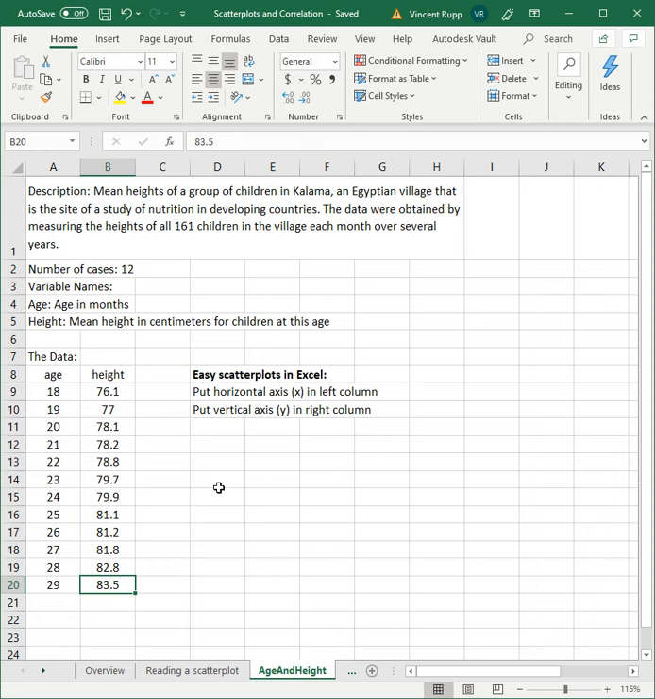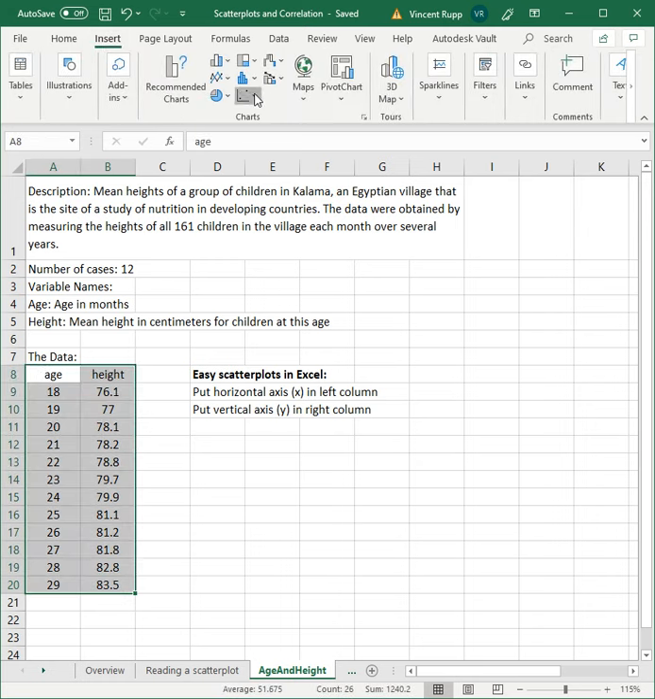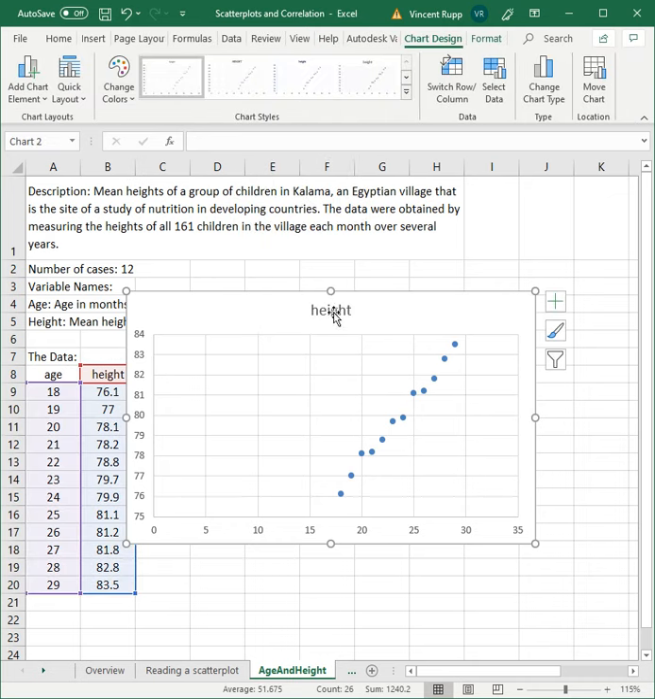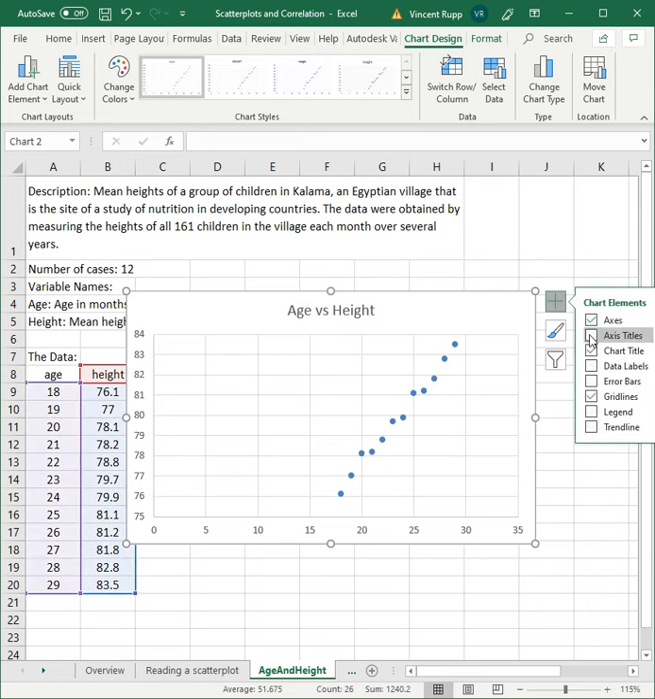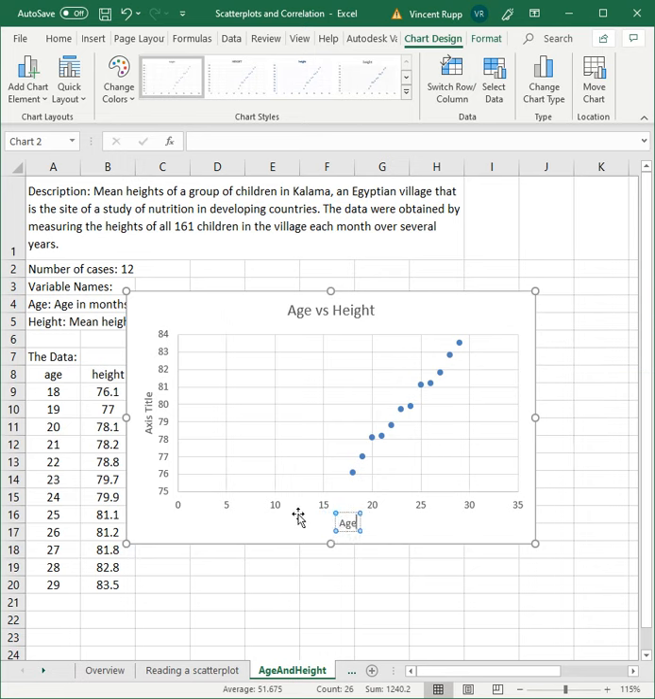To make a scatter plot in Excel, the easy way is to put the horizontal axis variable in the left column and the vertical axis variable in the y column. If we just select those and go to insert scatter plot, we get something that looks like this, and we can title it age versus height. Then let's add axis titles as usual: age, months, and height, centimeters. Again, we can clean up some of this extra white space just by double clicking a number on the axis.